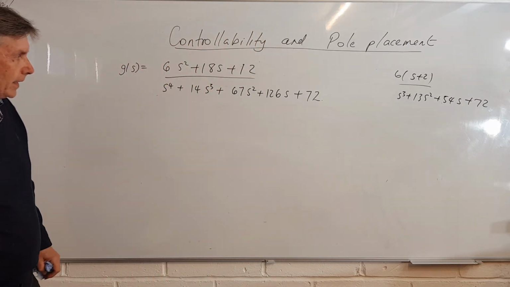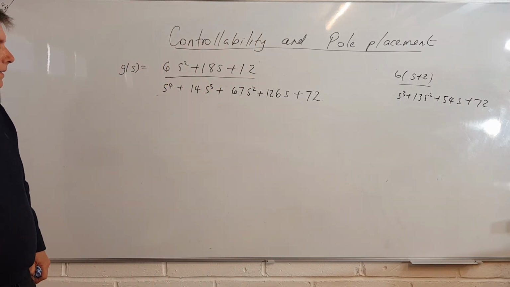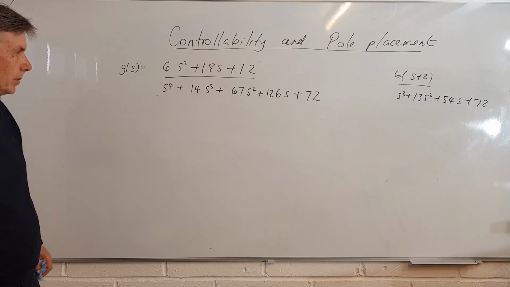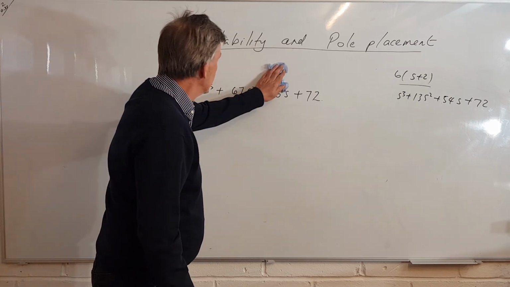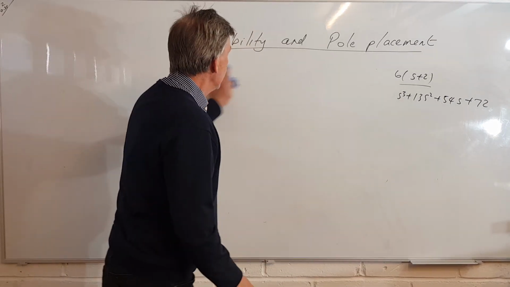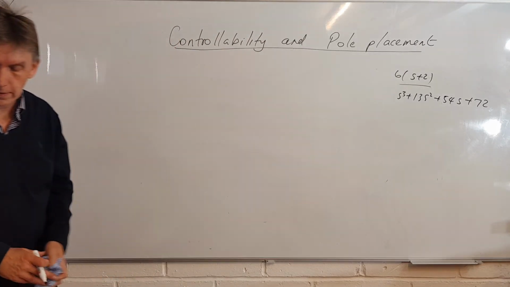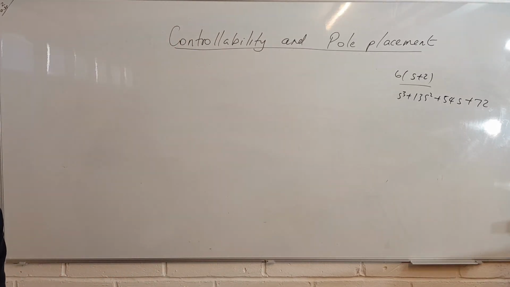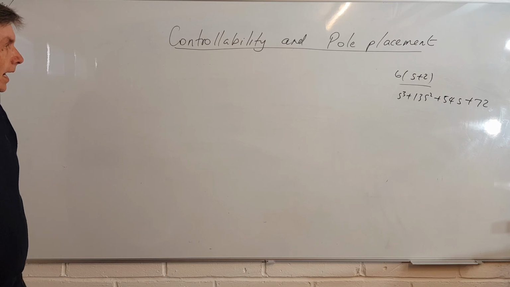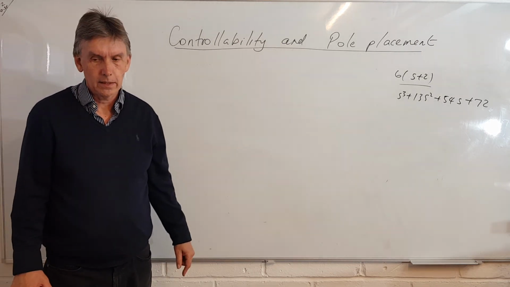So we'll assume now that transfer function is observable and controllable, and we'll go on now to design a pole placement control system for that. And that's going to be in the next mini lecture.